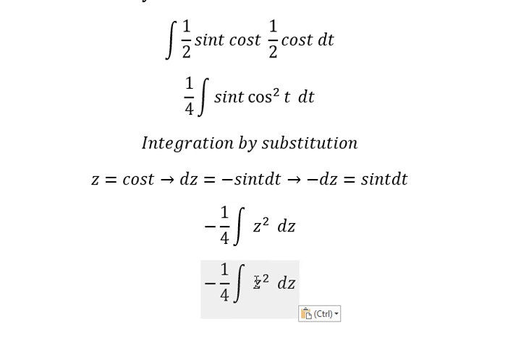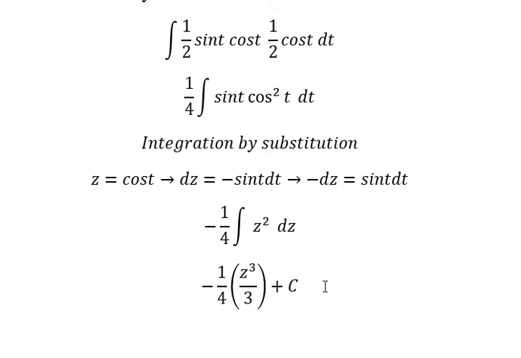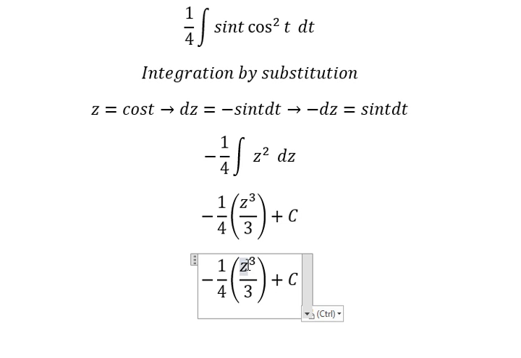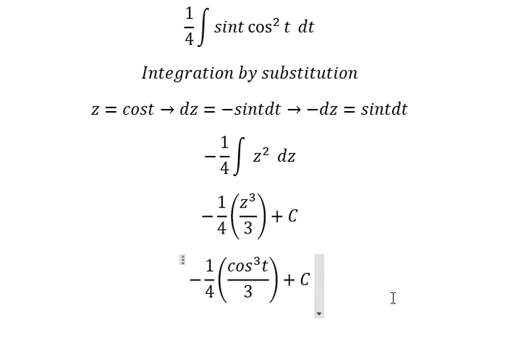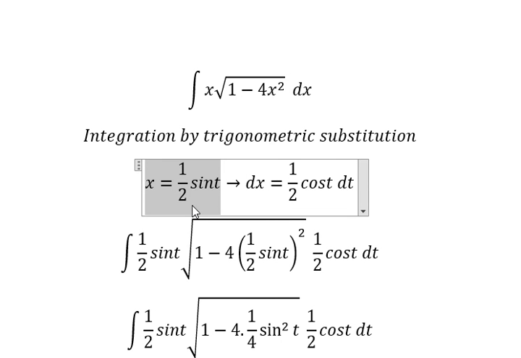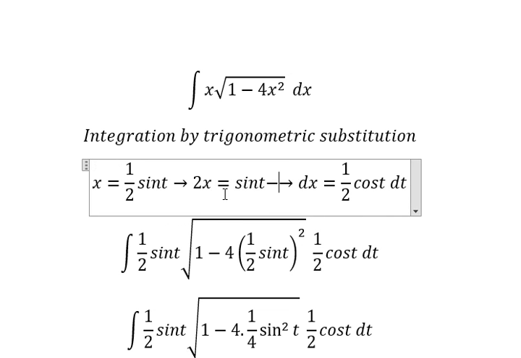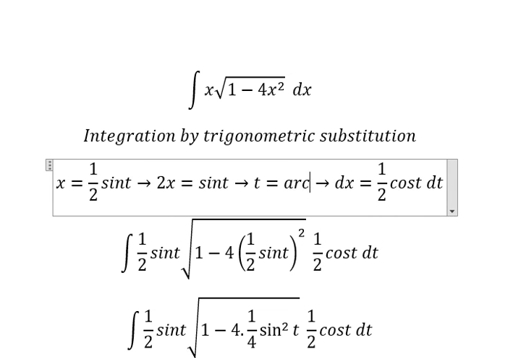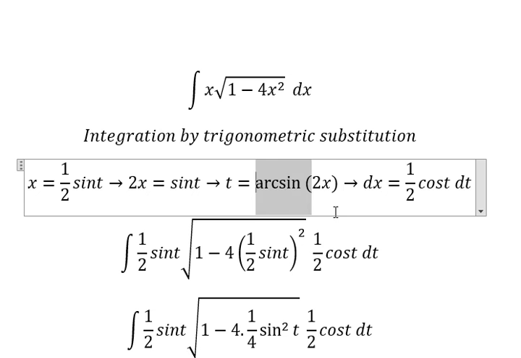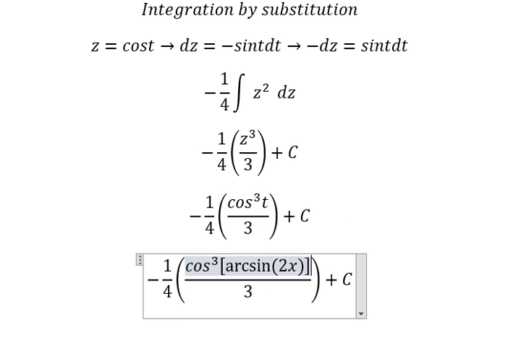The integration of z squared, you get z to the power of 3 over 3, and we put c. About z, that's cosine t. About t, that is this one. So we multiply both sides by 2, and we get t equal to arcsine of 2s. So I will put this one to change for t. This is the end. Thank you for watching.